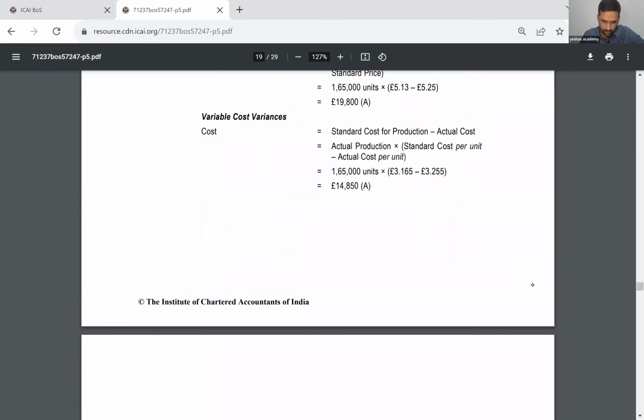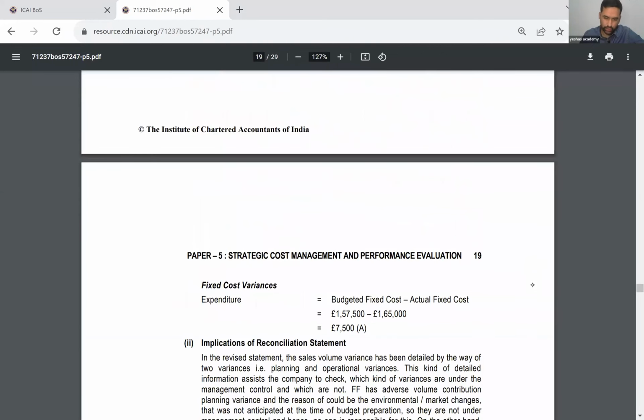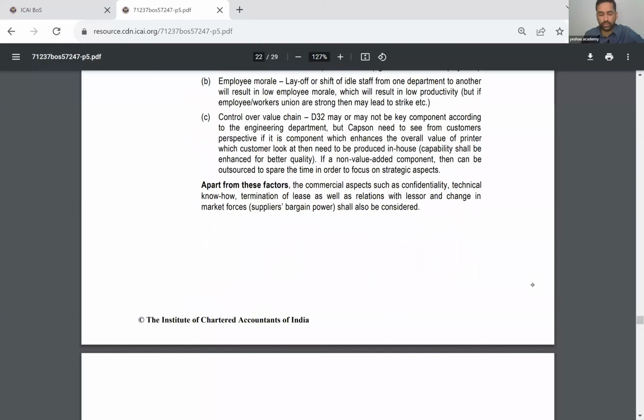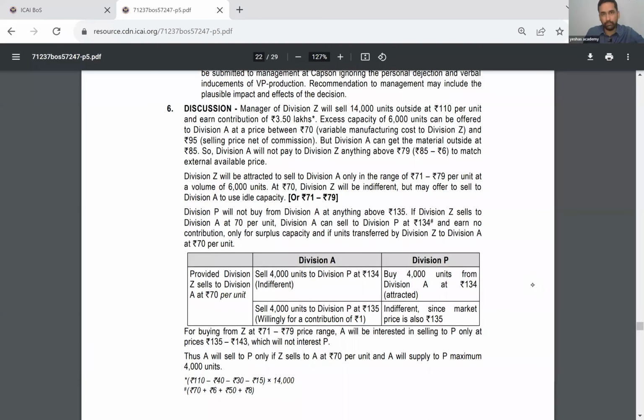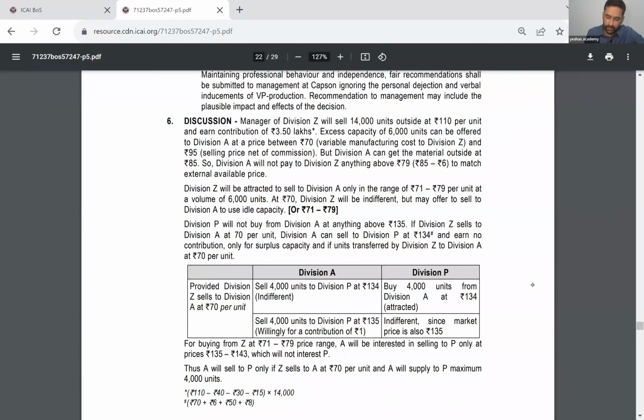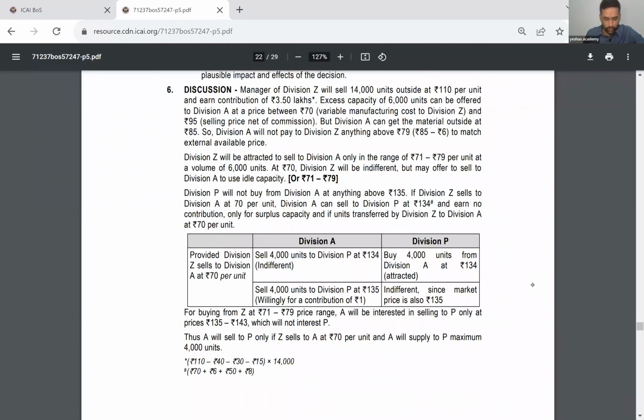Just a second. Question number 6. See this. The answer doesn't involve too much calculation. You can see the end of the answer here, only this much, because here it is completely based on the bargaining power. Correct? They have given division A, division P, and division Z, all the numbers. Very, very easy question. I've gone through both the question and the solution. You can also go through it after the class.